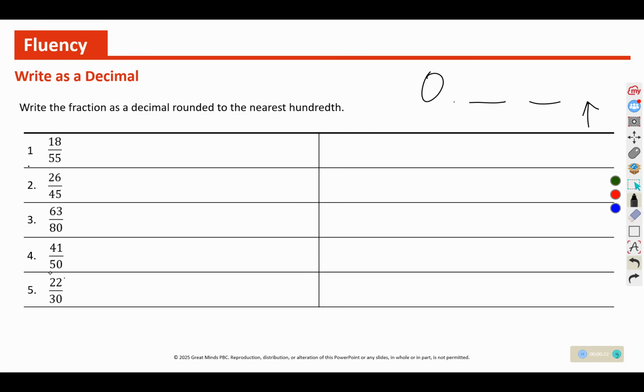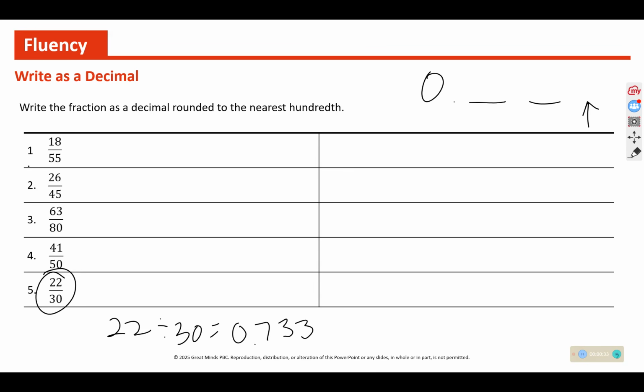So to find the decimal, we can do 22 divided by 30. And so we have these 2 decimal spots that we get to use. The 3 here tells me it stays. If it is 5 or more in that third position, then we need to round up. If it is 4 or less, it will stay. So 0.73 is that fraction in decimal form rounded to the hundredths place.